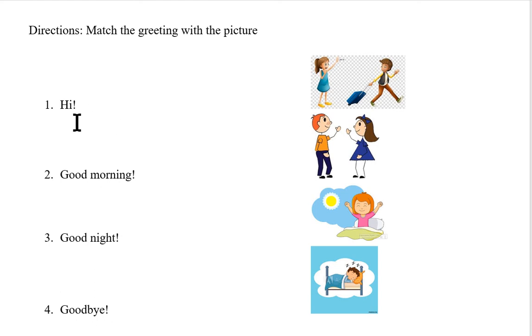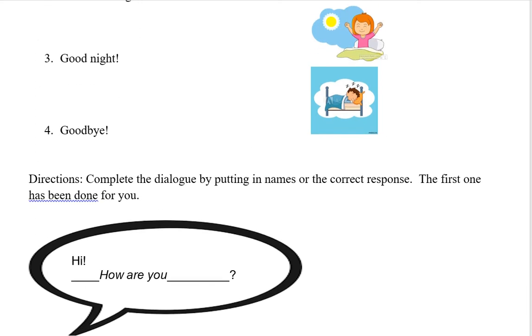So our first greeting is hi. Which of these 4 pictures is a picture that shows us people saying hi? Is it this picture, this picture, this picture, or this picture? You are right. It is the second picture of the boy and the girl waving to each other. That would be number 1. So we would put a 1 by this picture. Okay? All right, so that's what you would do on your sheet.